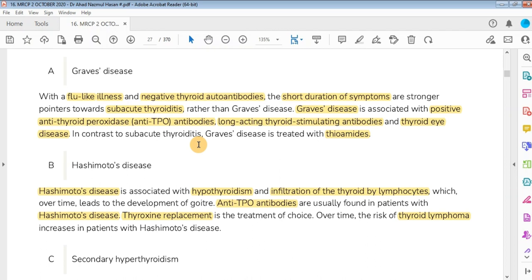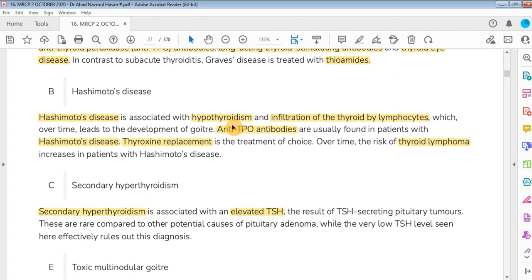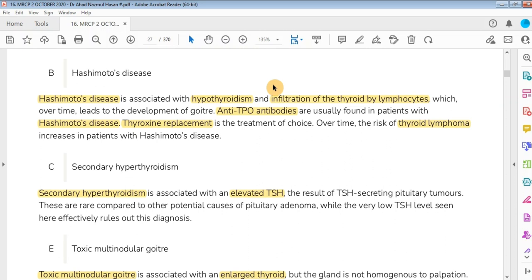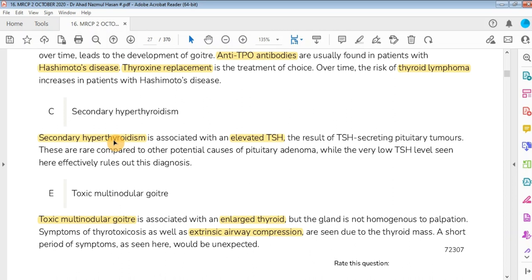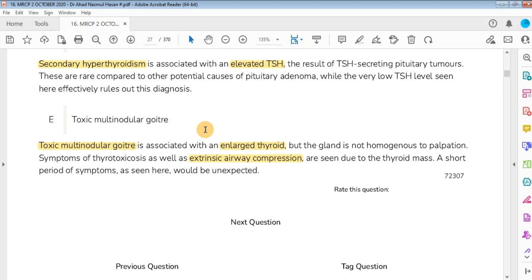Hashimoto's disease is associated with hypothyroidism, anti-TPO antibody would be positive, and thyroxine replacement is the treatment of choice. Hashimoto's thyroiditis also has an increased chance of developing thyroid lymphoma, around 60 to 80 fold. Secondary hyperthyroidism will have elevated TSH. Toxic multinodular goiter will have multiple nodules, and there should be features of expanding airway compression. To investigate extrinsic airway compression, we should go with the respiratory flow volume loop.